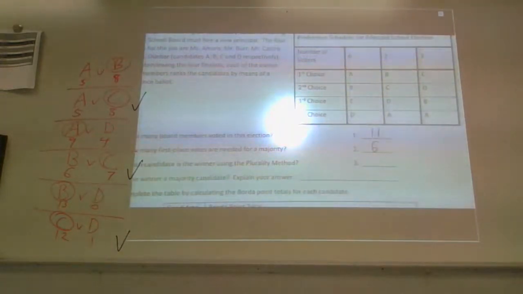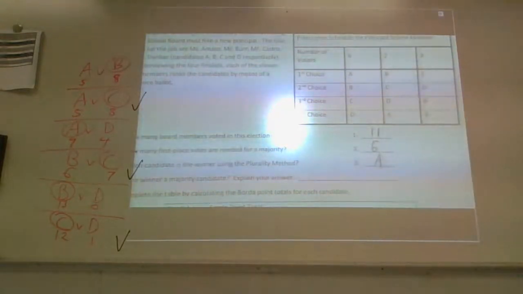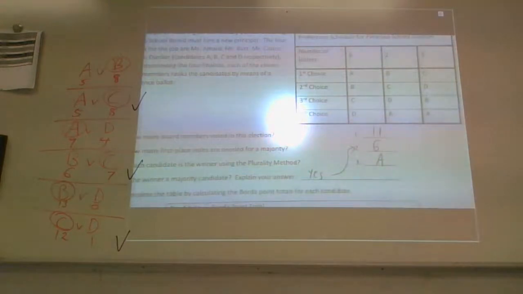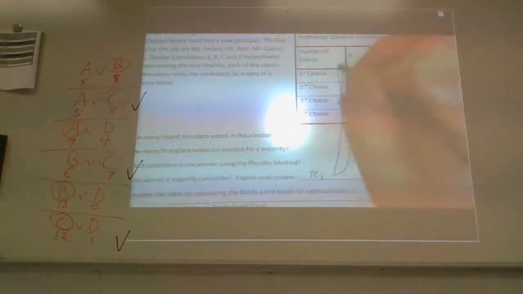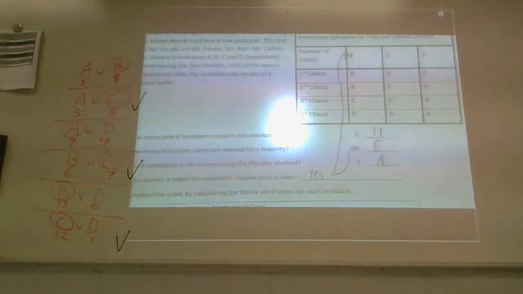Which candidate is the winner using plurality? Well, plurality, it has to be A. A is clearly the winner using plurality. A has 6 first place votes, exactly the number needed for a majority, but plurality as well in that case. One could say that every majority is a plurality, but not every plurality is a majority. Is the winner a majority candidate? Yes. Explain. I'm just going to draw a little arrow here. Like right there. They got that many votes. Well, I could also draw an arrow here. There we go. But yeah, clearly they are.